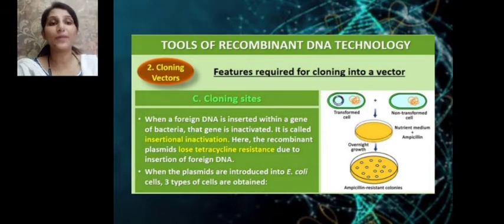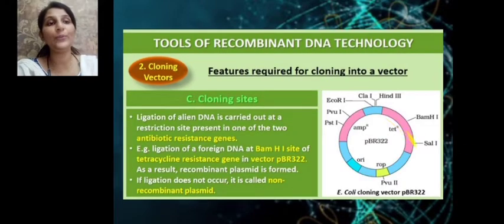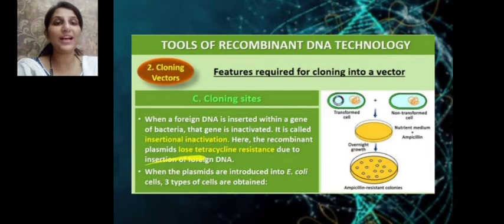Here, in the recombinant plasmid, where has the DNA of interest been ligated? It has been ligated into the gene which codes for tetracycline resistance. As a result, the gene for tetracycline resistance becomes inactive. So the recombinant plasmid loses tetracycline resistance due to the insertion of a foreign DNA.